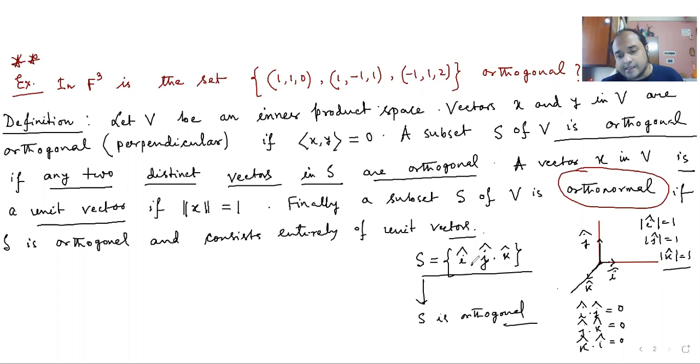And not only does this particular set S consist of orthogonal vectors, two pairs are orthogonal. Not only this, these vectors are also unit vectors. All these vectors are also unit vectors. And therefore, it is a set of orthogonal vectors whose individual vectors are unit vectors. So here S is orthonormal. This is the simple example which I am giving you and which you are familiar with.